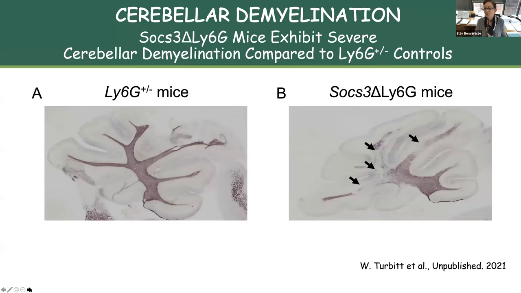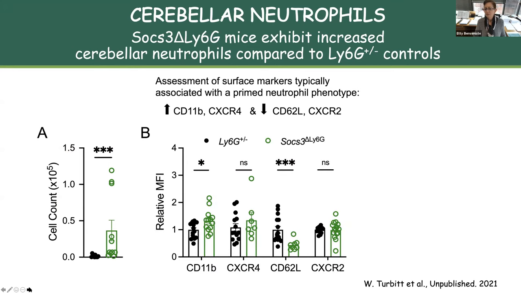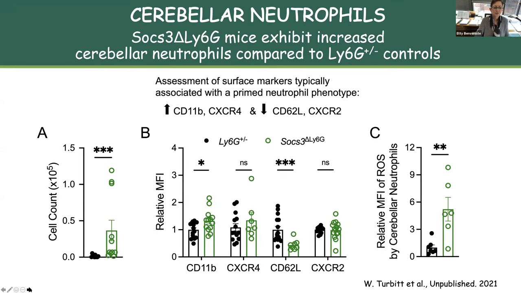So again, looking at the cerebellum, we can see a pronounced demyelination in the cerebellum of the Lyse6G mice compared to controls. And Bill has carried out a series of characterization looking at isolated neutrophils from the cerebellum compared to controls. What we again appreciate are increased numbers of neutrophils within the cerebellum.